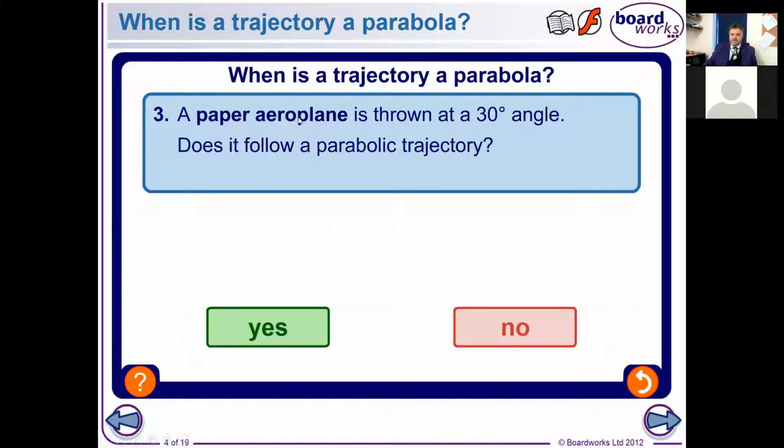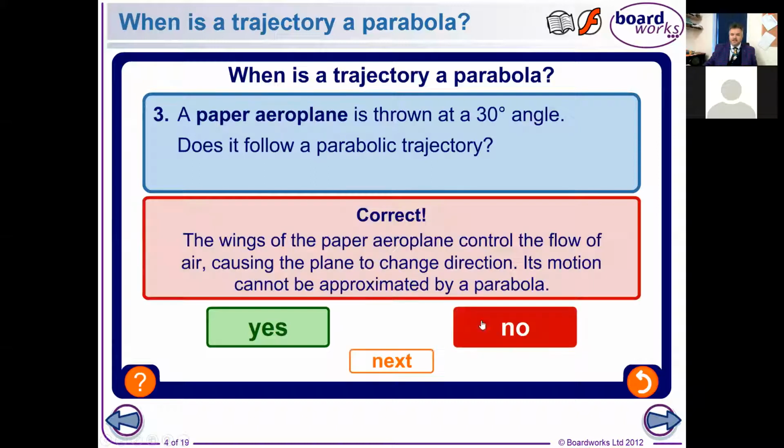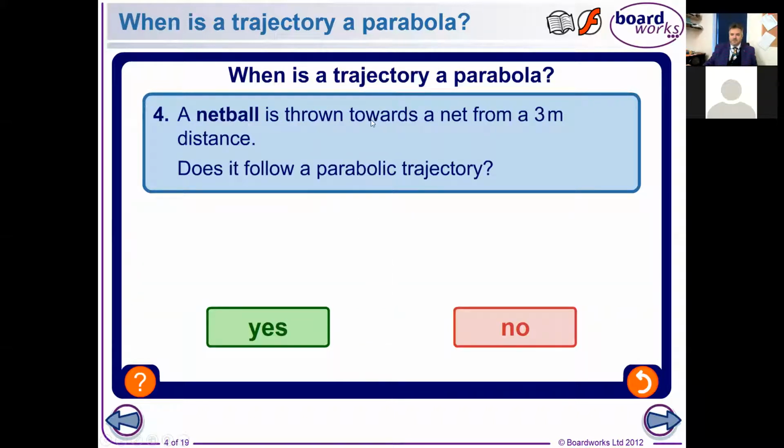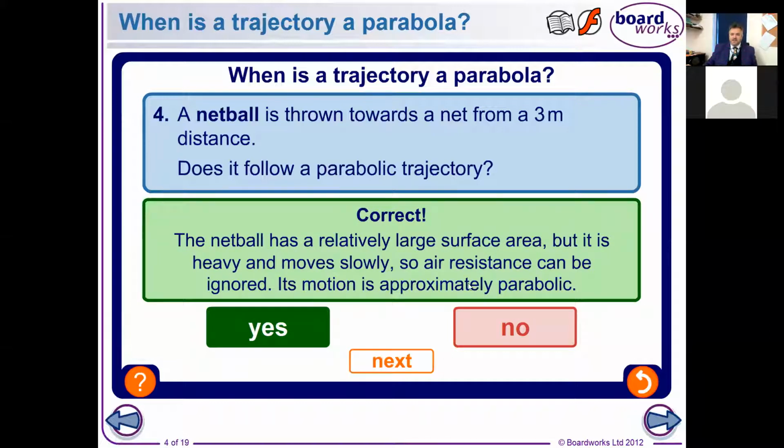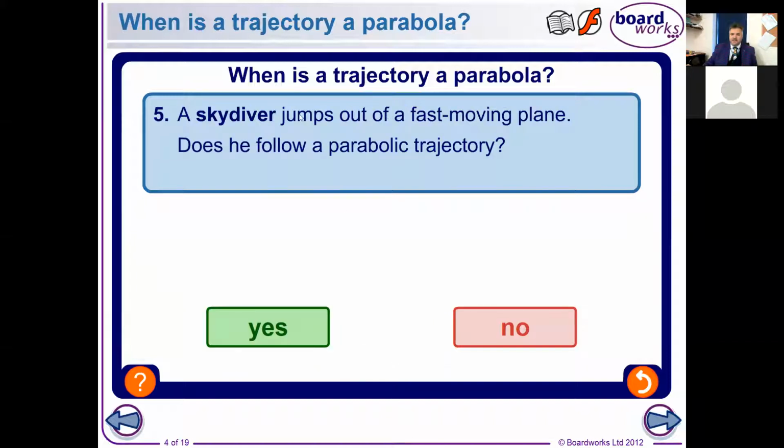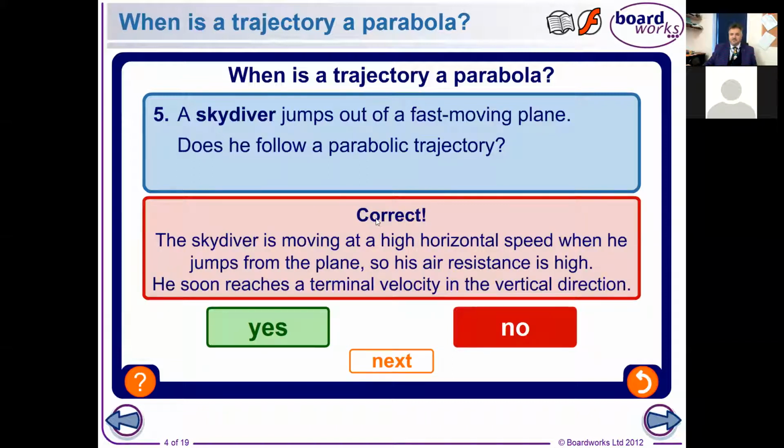So a paper airplane, for example, when thrown, does it follow a parabola? No, because the paper has a large surface area and the shape of the wings controls the flow of air, causing the plane to change direction. So we can't really ignore air resistance there. But if you have a netball thrown towards a net from 3 meters distance, although the netball's got a larger surface area, it's not really being thrown very far, so we can ignore air resistance. In fact, in most cases, we ignore air resistance. A skydiver jumps out of a fast-moving plane. They don't follow a parabolic trajectory because their speed's very high, so air resistance becomes significant.